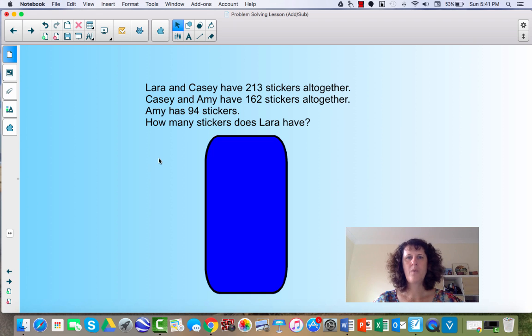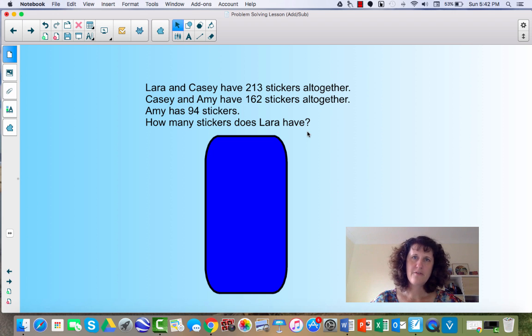Two more. I'll show you this one, and the next one you do need to work out by yourself. Lara and Casey have 213 stickers altogether, so that tells me there's sort of an addition going on there. Casey and Amy have 162 stickers altogether, and I notice Casey's name has come up twice there. Amy has 94 stickers. How many stickers does Lara have?